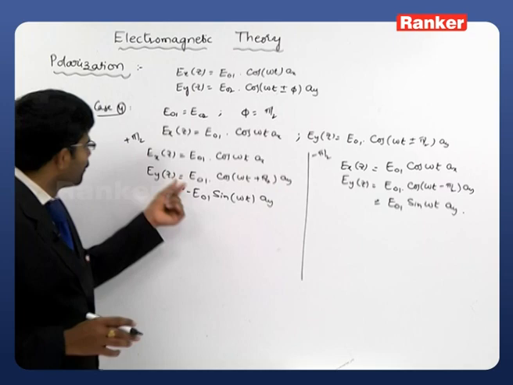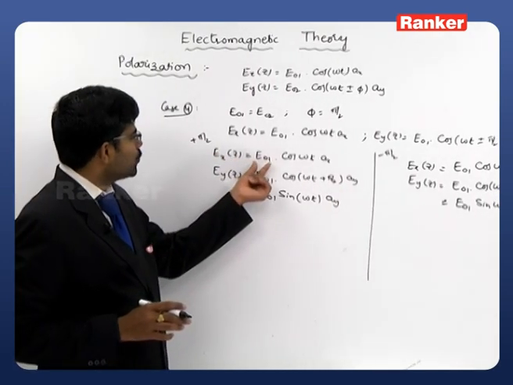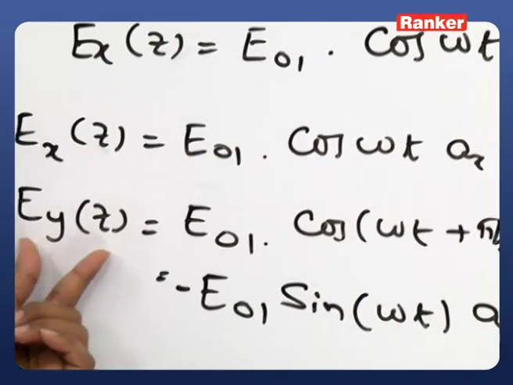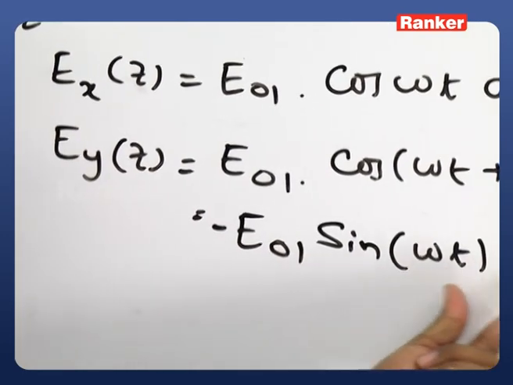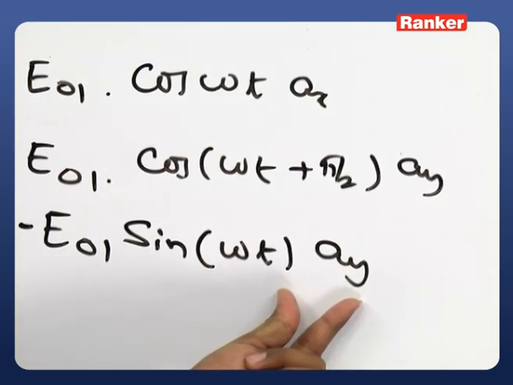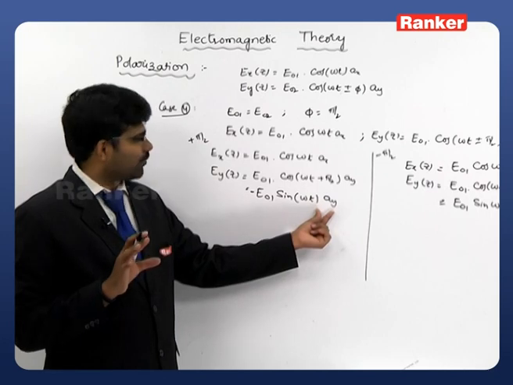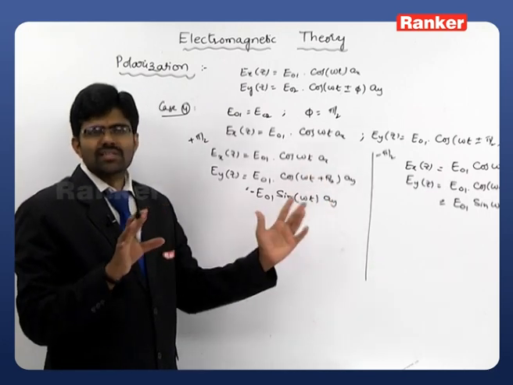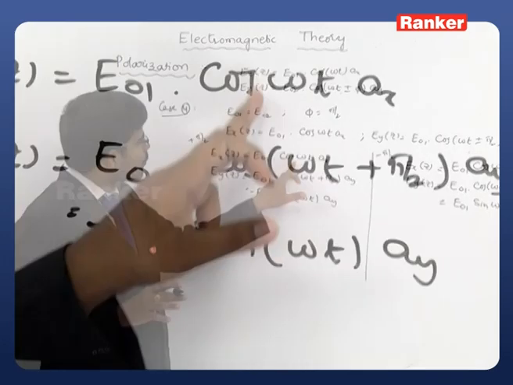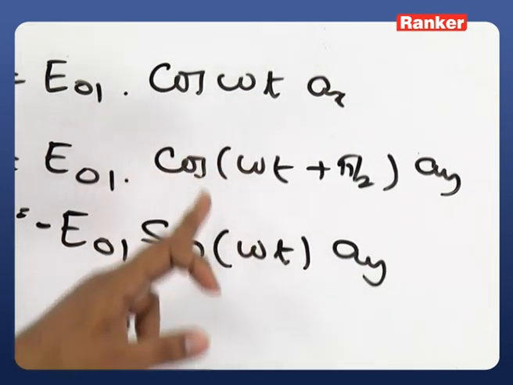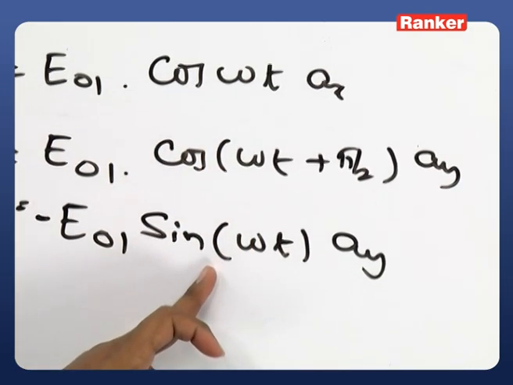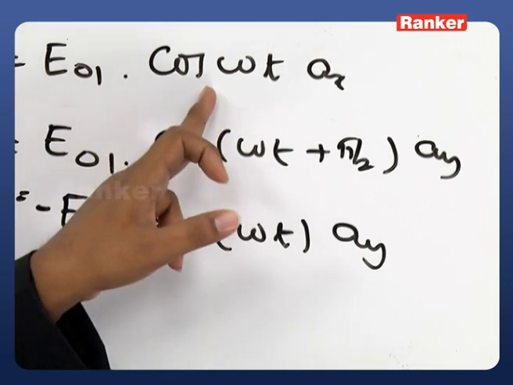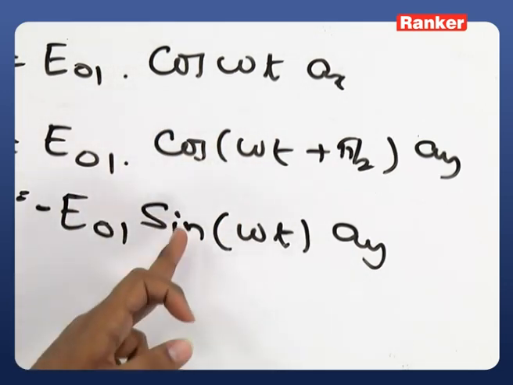And clearly observe, Ex of z is equal to E01 cos omega t Ax, Ey of z is equal to minus E01 sin omega t Ay. Just consider the amplitudes, don't take any vector terms, and try to get the resultant. That is cos square omega t from this particular term, sin square omega t from this particular term, and add them. If we add cos square omega t and sin square omega t, what will we get?